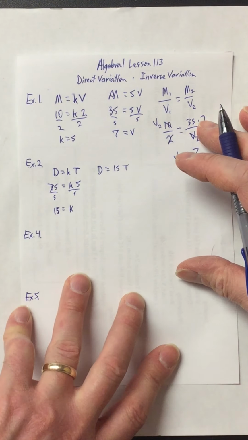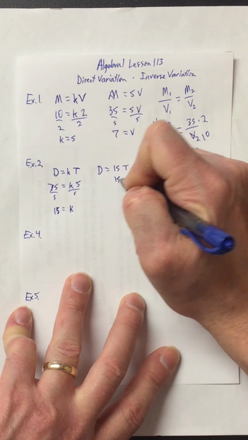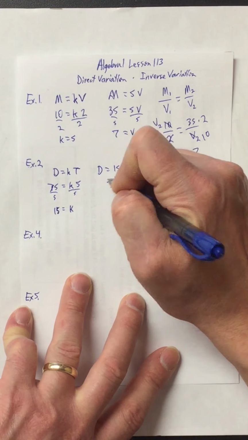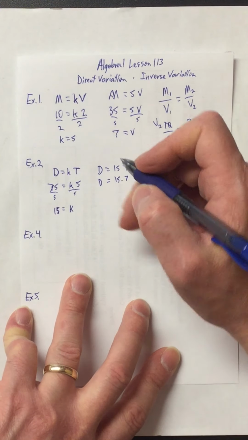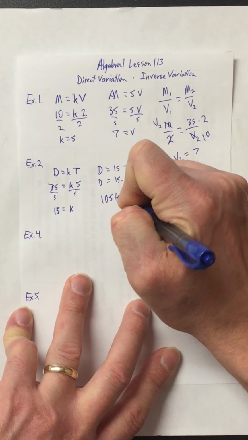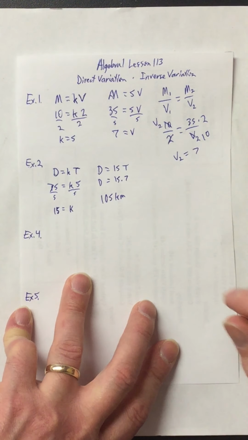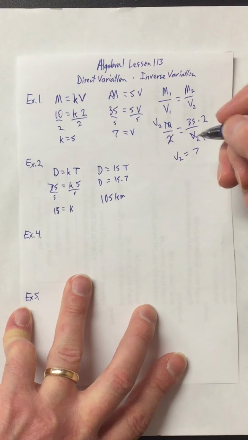Our second part there, we're told 7 hours. So we have 15 times 7. We don't know the distance, that's what we're trying to solve for. So 15 times 7, and we get an answer of 105 kilometers. Let's do it the other way, just to see.